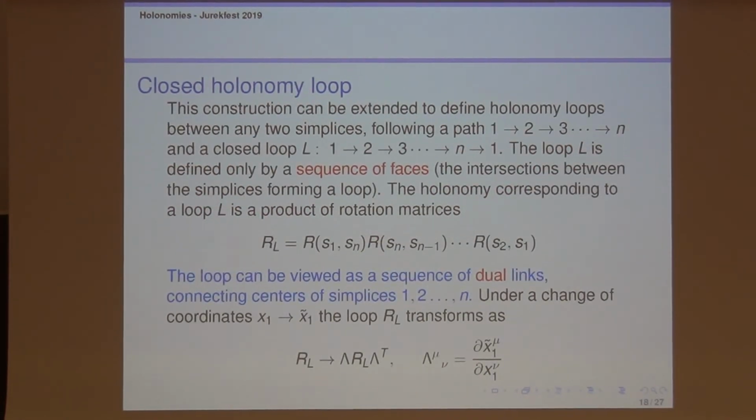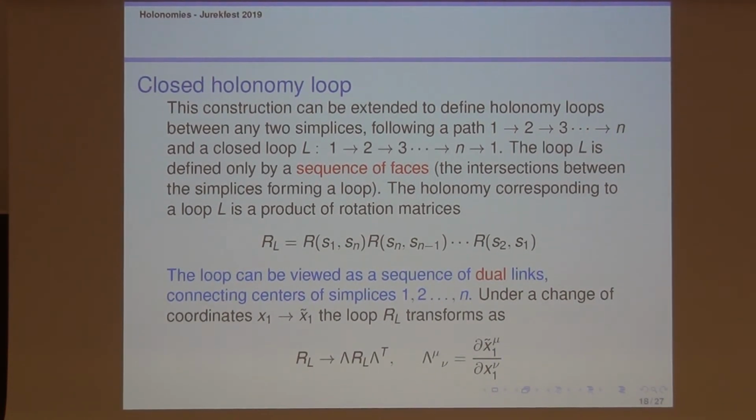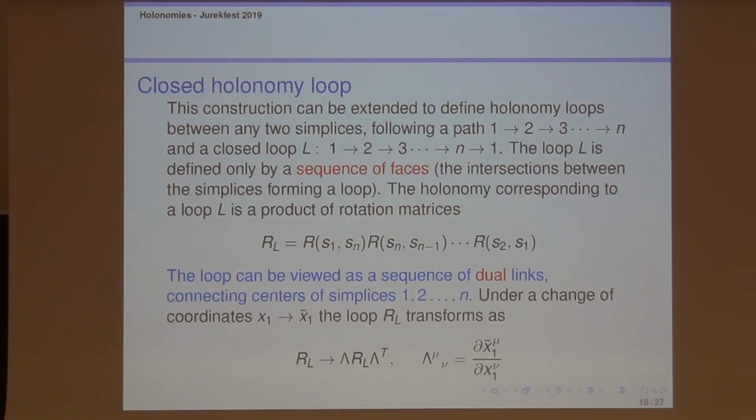And we know now how to connect two such simplices. We can connect many of them, defining coordinate systems in all of this in a sequence of simplices. And we can also define a closed loop, something like a Wilson loop, which will behave in a similar way as we discussed before. If we decide to change coordinate system in this initial point, we also have to rotate the effective matrix.